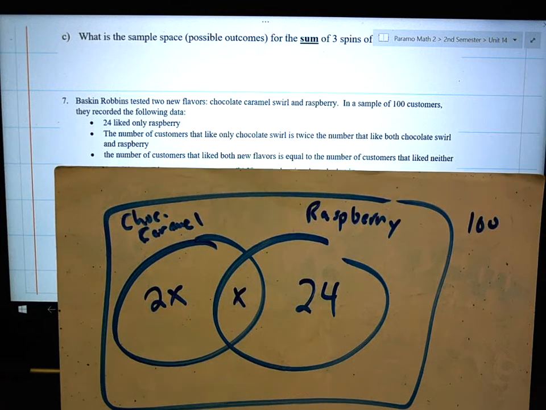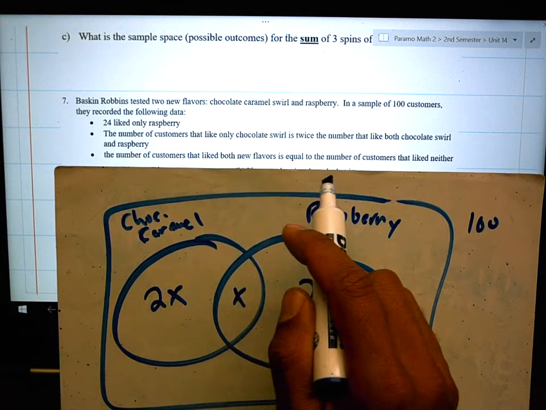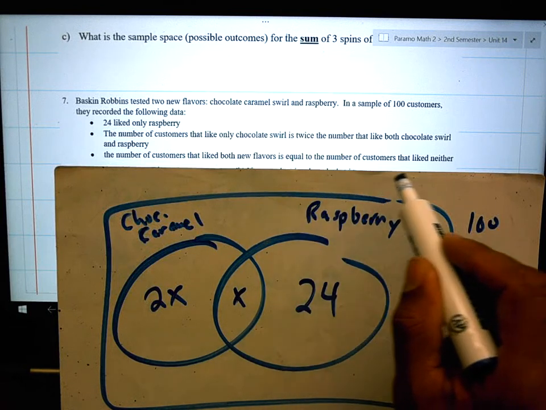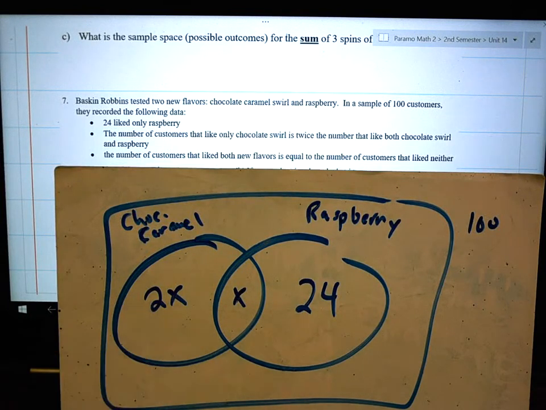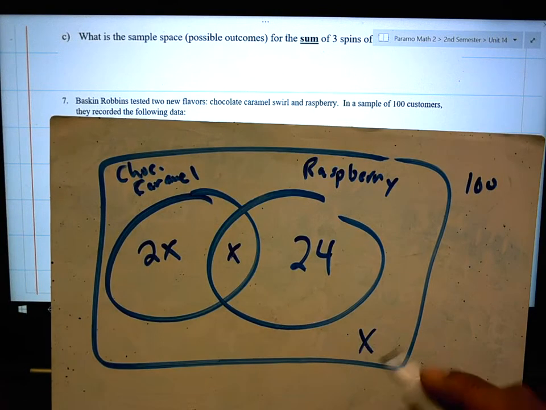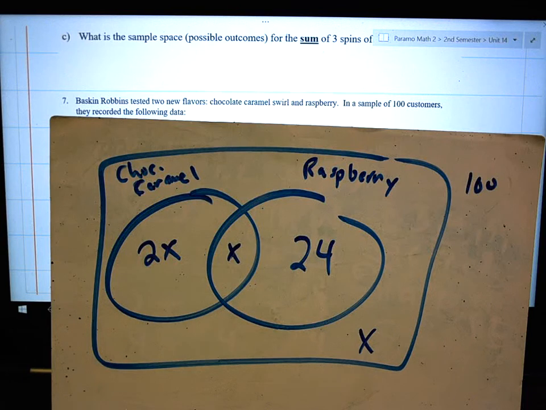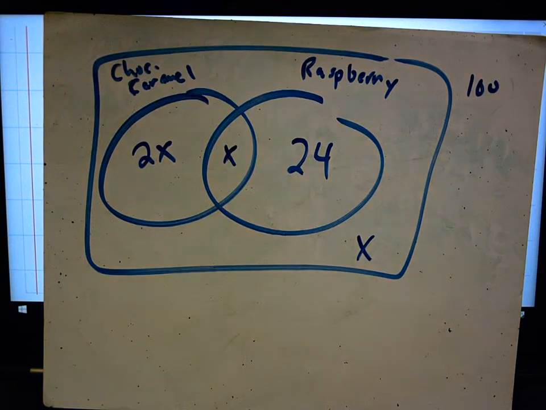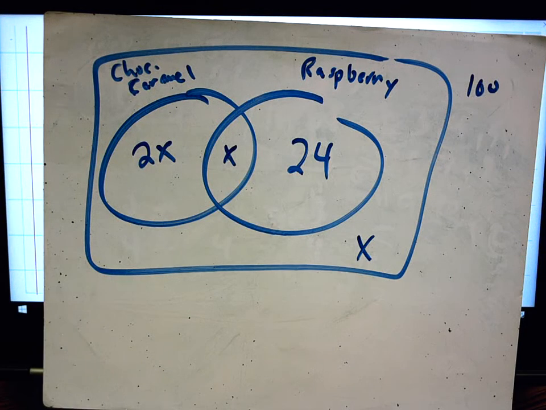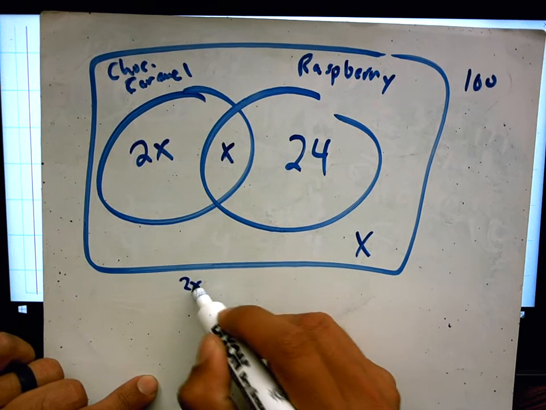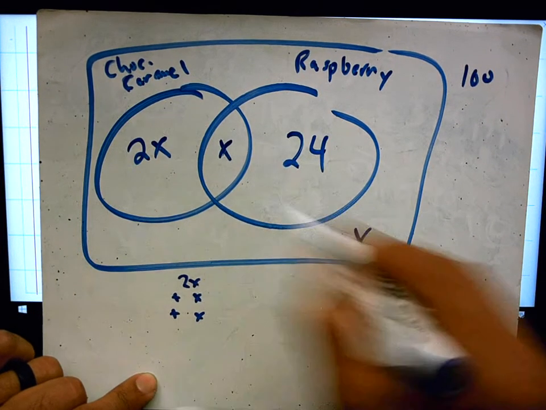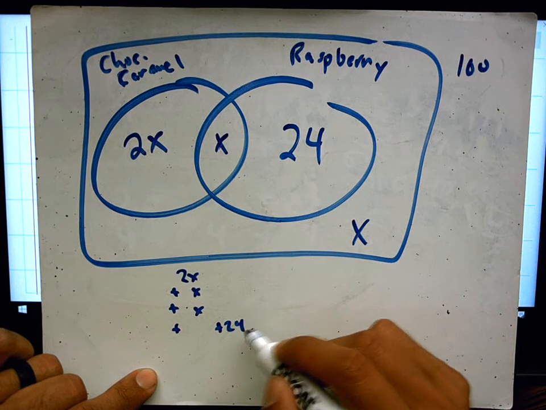The number of customers that liked both new flavors is equal, this is the both, to the number of customers that liked neither. So if this is both, then out here, who did not choose those must be X. These are equal to each other, the same unknown amount. So what I do now is I figure, well, all these together, there were 100 people sampled. They all have to add up to be 100. So I write an equation. 2x plus x plus x plus 24 should equal 100.